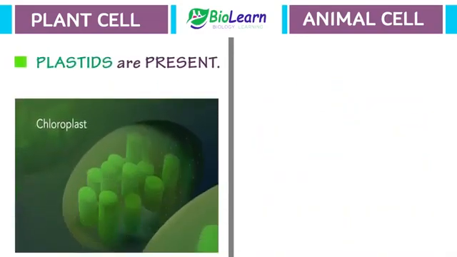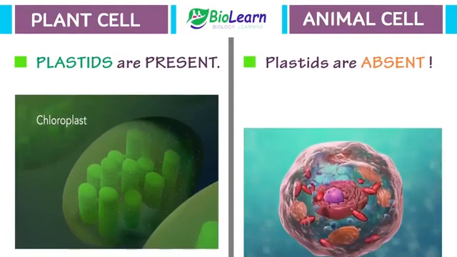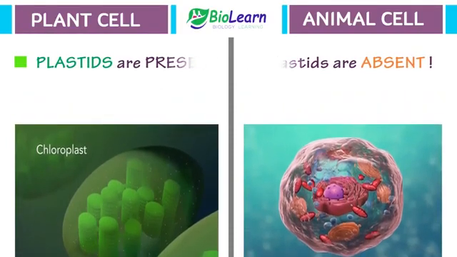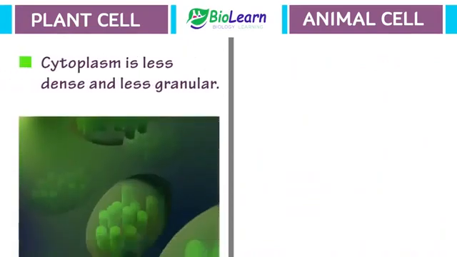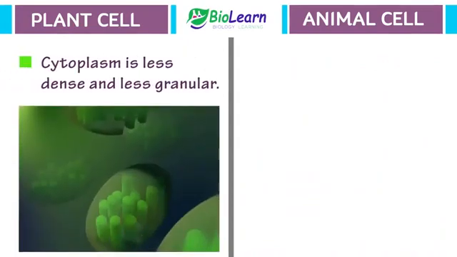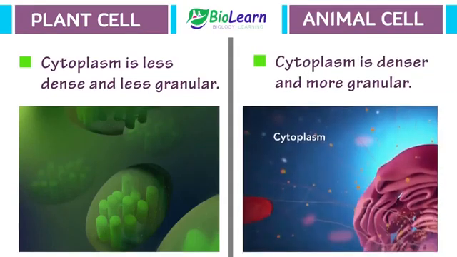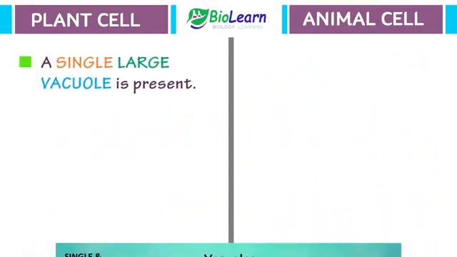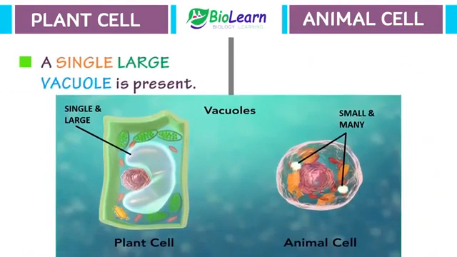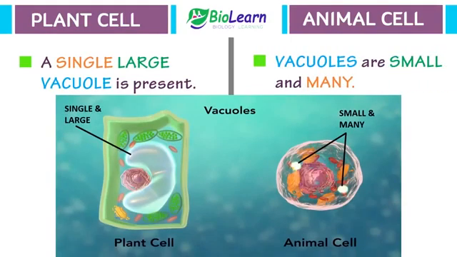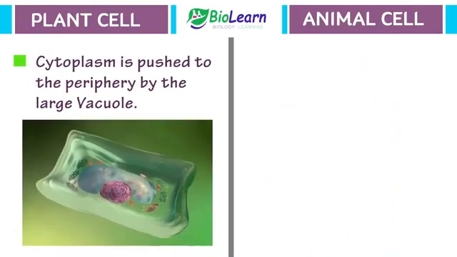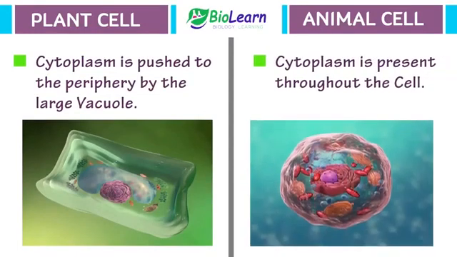Plastids are present in plant cells, whereas plastids are completely absent in animal cells. In plant cells, cytoplasm is less dense and less granular. In animal cells, the cytoplasm is denser and more granular. A single large vacuole is present in plant cells, whereas animal cells contain vacuoles that are small and many. In plant cells, cytoplasm is pushed to the periphery by the vacuole. In animal cells, the cytoplasm is present throughout the cell.